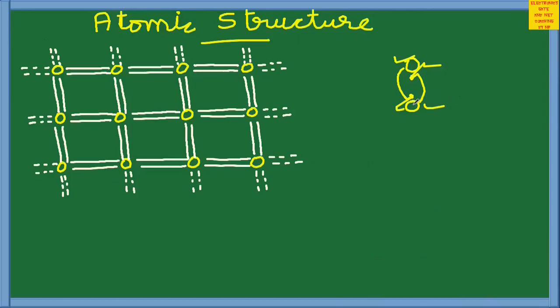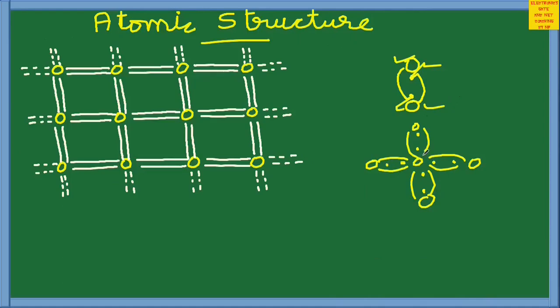Similarly, this atom will share its 3 more valence electrons with 3 adjacent atoms. So after sharing, it will look like this. This atom has shared 1 electron with this one. Then it will share its second electron with this atom. Then it will share its third electron with this atom, and it will share its fourth electron with this atom. Okay. And also this atom has shared its 1 electron with this atom, this atom has shared its 1 electron with this atom, and this atom has shared its 1 electron with this atom, and also this atom has shared its 1 electron with this atom.